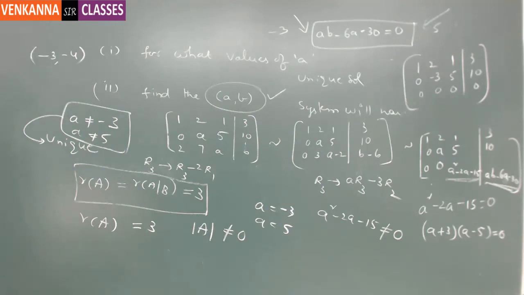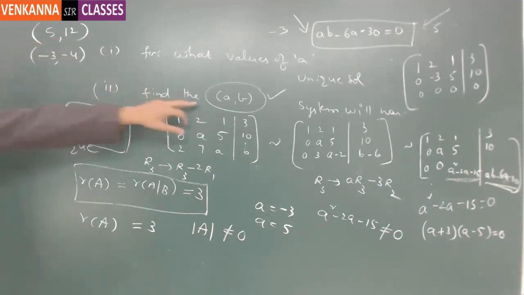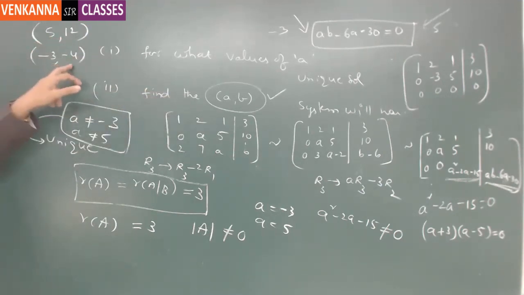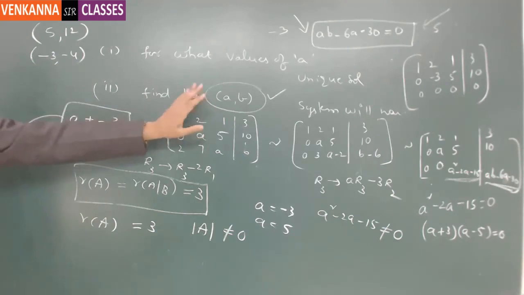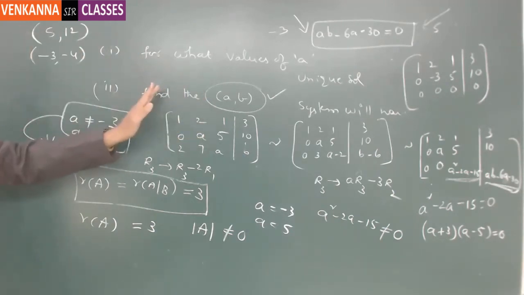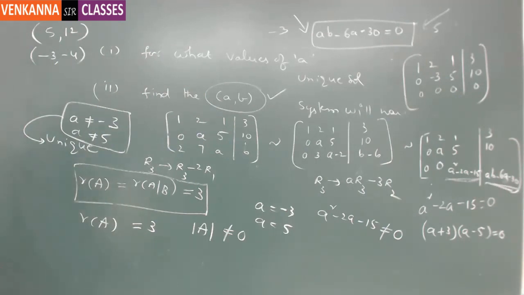So you substitute a = 5 here and give me the corresponding value of b. 12. So 5 and 12 is one pair. -3 and -4 is one pair for a and b, so that you will have more than one solution for the given system. So that was the conclusion of the problem. I think it was given earlier. So please check for that.